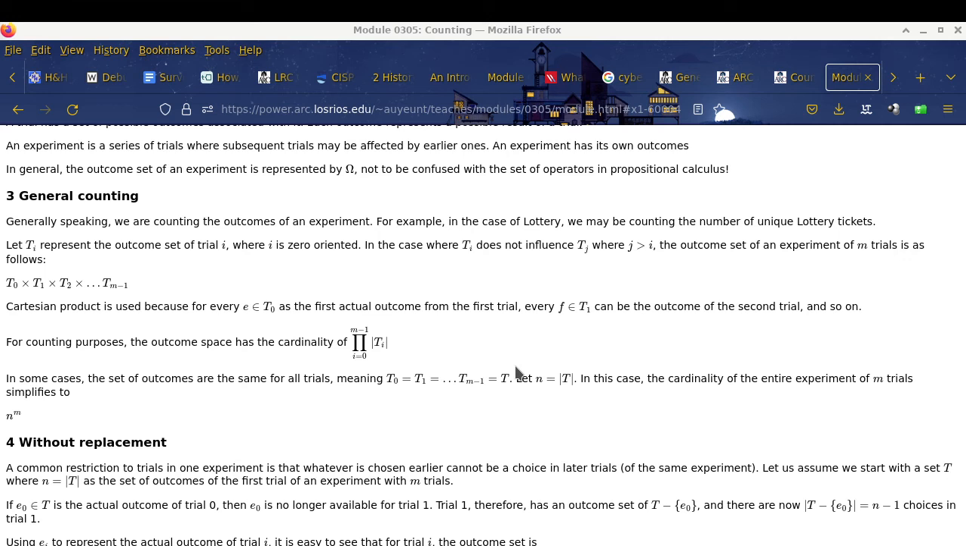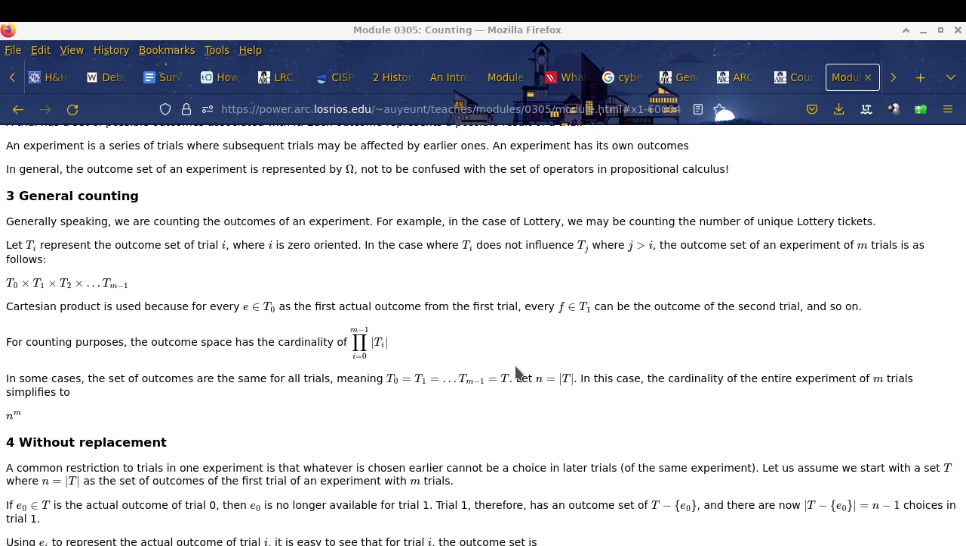And as a result, T0, T1, T2, all the way up to T subscript m-1, they're all the same. So when you need to figure out, at the end of the entire experiment, the number of possible outcomes for the entire experiment, it's going to be the product of the cardinality of each outcome set of each trial. But if they're all the same, we'll just call it T. Then we have one single cardinality to deal with, which is just the cardinality of T.